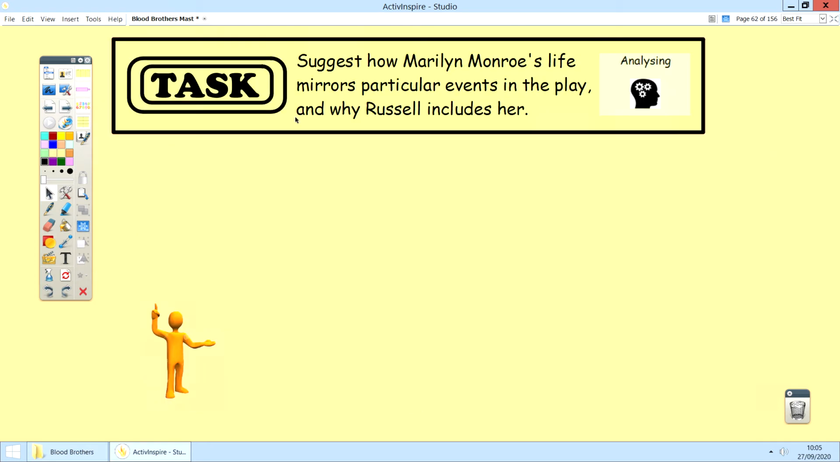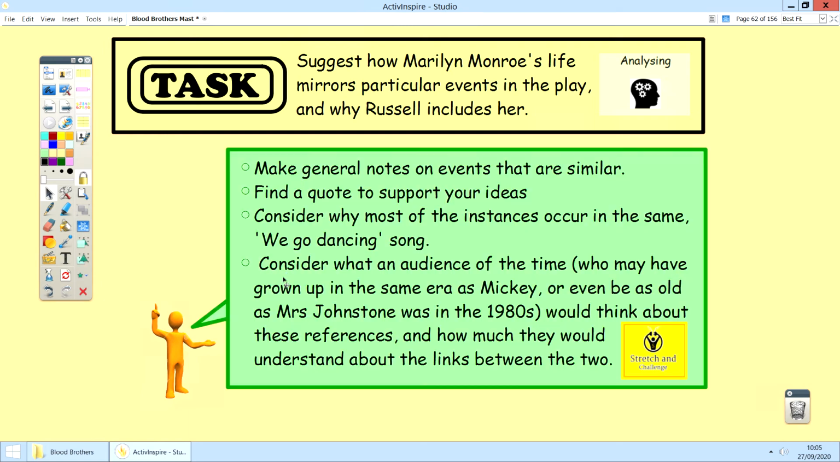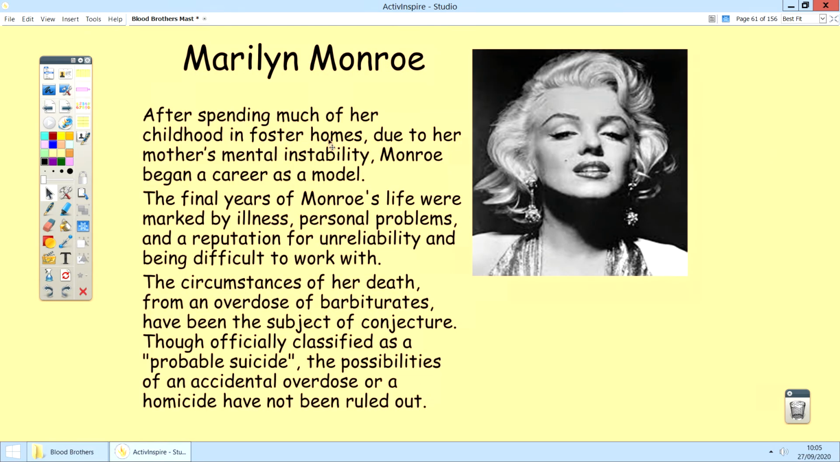So that's your task: to suggest how Marilyn Monroe's life mirrors particular events in the play, and why Russell includes her. Now, Helpful Harvey, who's very helpful, says you can make general notes on the events that are similar. For example, foster homes. Edward was essentially fostered or adopted out. There were no legalities around adopting him, but he was looked after by somebody else. And there was a mental instability, which is also reflecting somebody in the play.